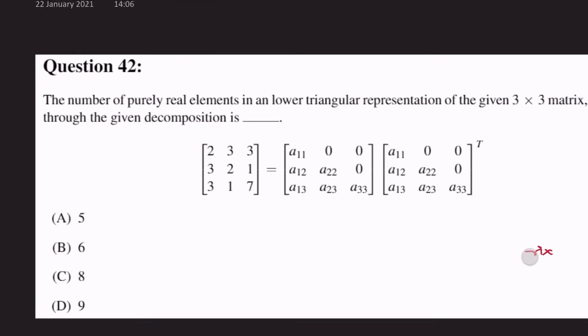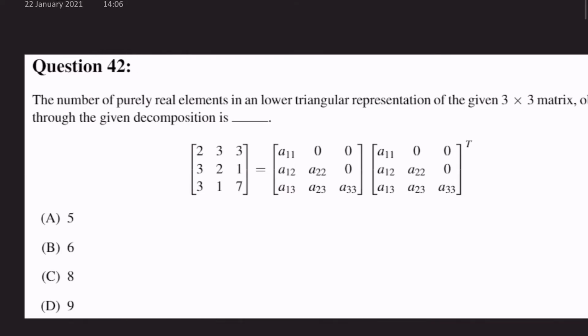So the elements that are definitely zero are these, and the elements that could potentially be non-zero but are not guaranteed to be non-zero are these. So that's a little background on lower triangular matrices. Now let's go to solving the problem.